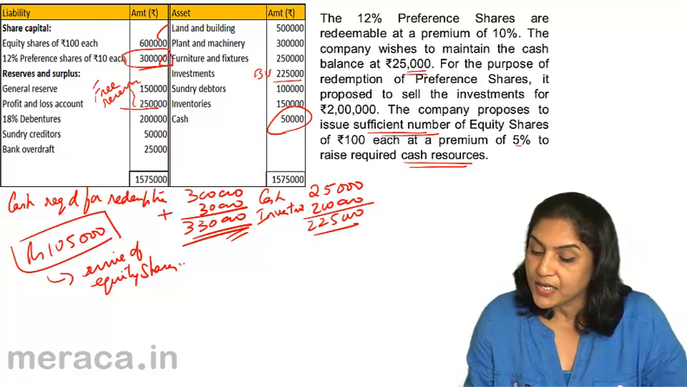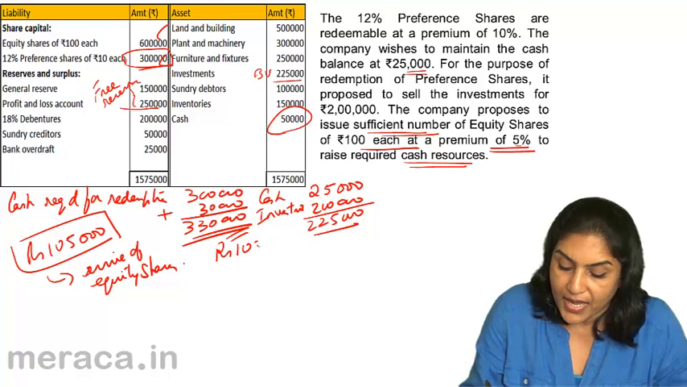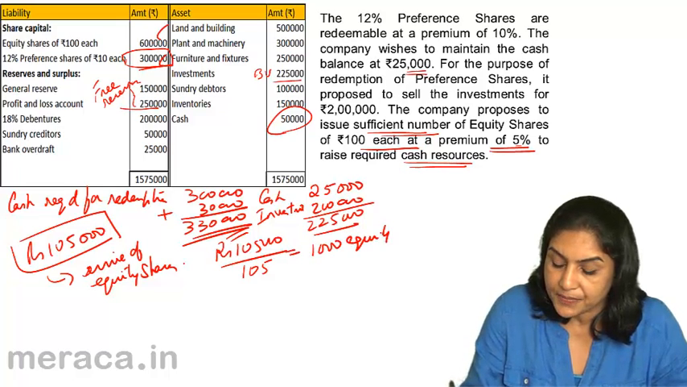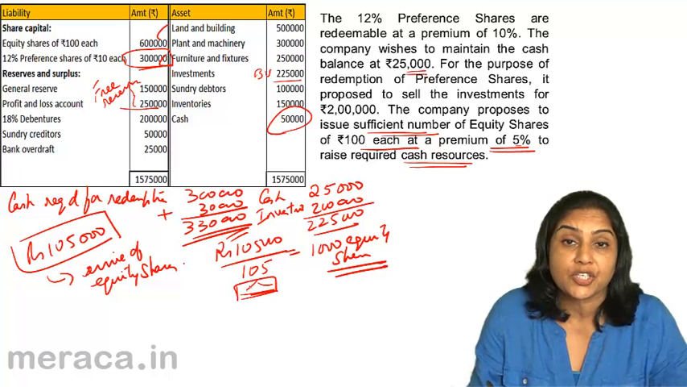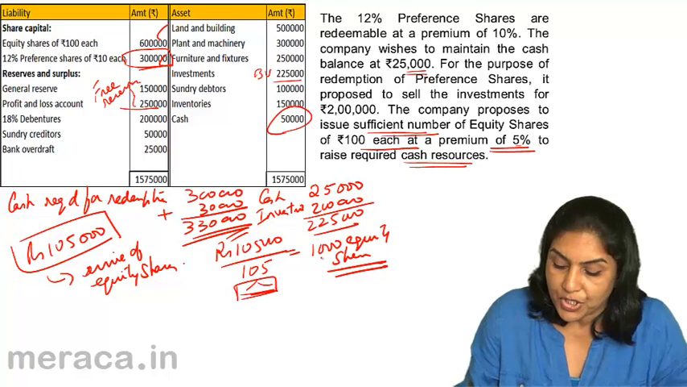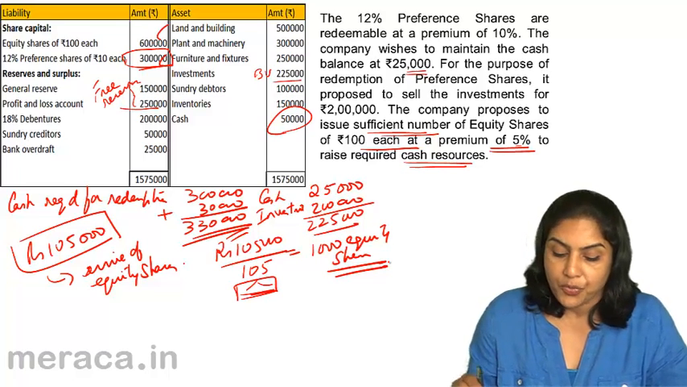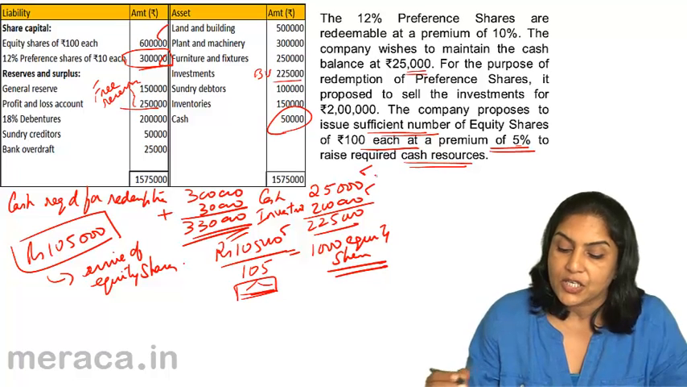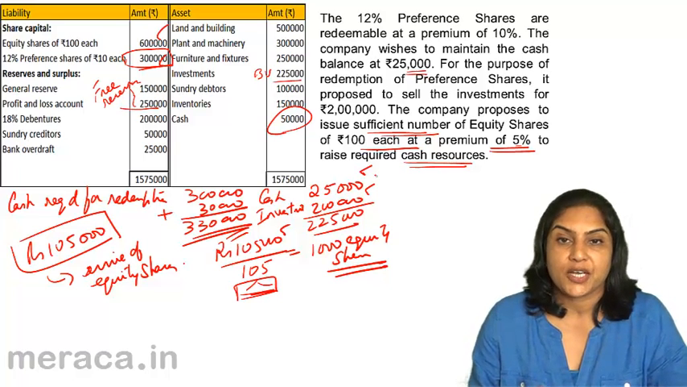Now, what is the issue price here? Sufficient number of equity shares of 100 each at a premium of 5%. Therefore, rupees 1,05,000 divided by 105 will give us 1,000 equity shares. Mind you, I have not taken face value and issue price here because I am not talking about the capital structure. I am talking about the funds required, not the capital structure. Therefore, we need to issue only 1,000 equity shares. If we issue 1,000 equity shares of 100 each at a premium of 5%, we would get 1,05,000. 1,05,000 plus 25,000 cash which is available plus 2 lakh investments would give us 3,30,000, with which the preference shares can be redeemed.